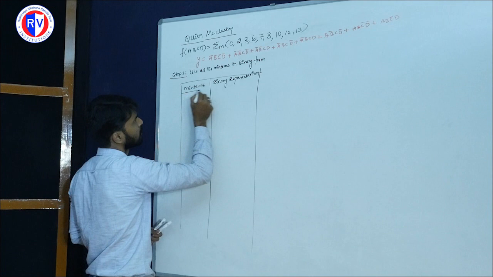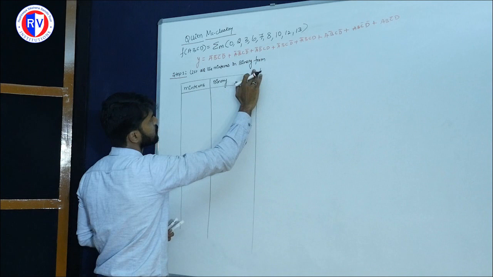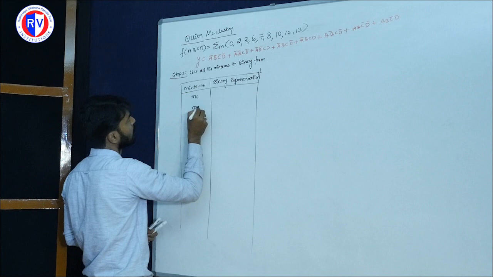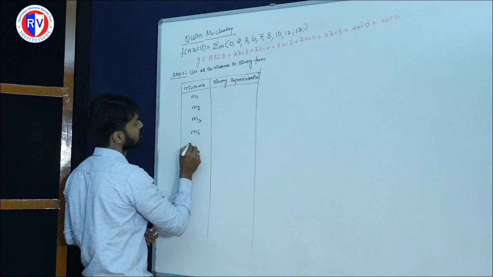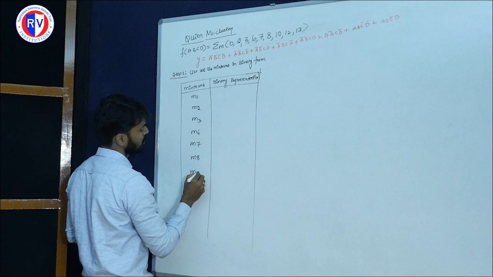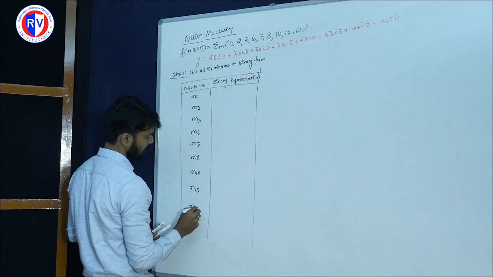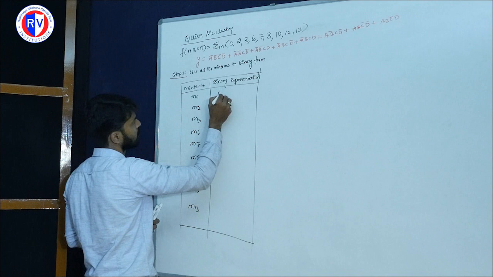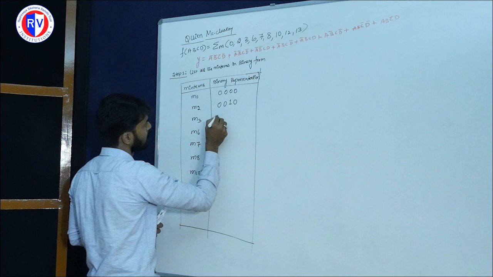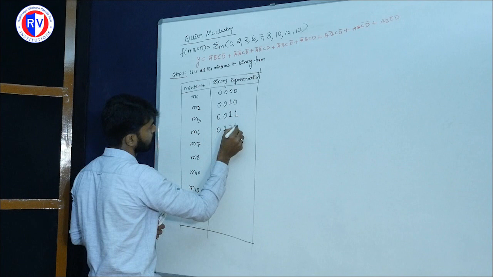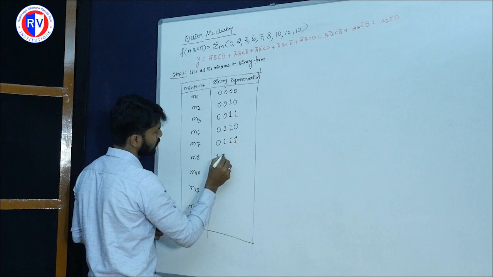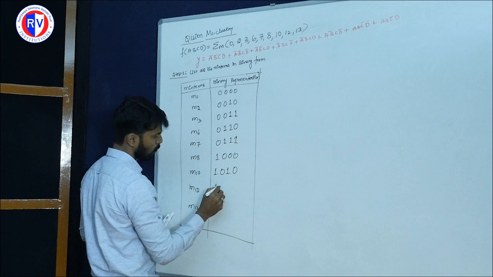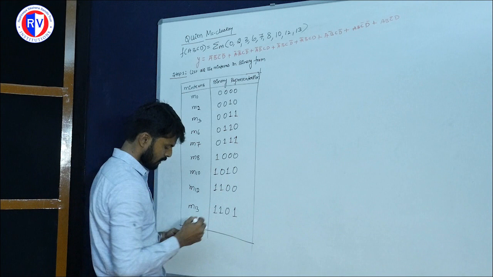I need to list all the minterms and their binary representation. Initially we have m0, m2, m3, m6, m7, m8, m10, m12, and m13. Now I will represent these with the binary representation: 0000, 0010, 0011, 0110, 0111, 1000, 1010, 1100, 1101. This is the equivalent binary representation.